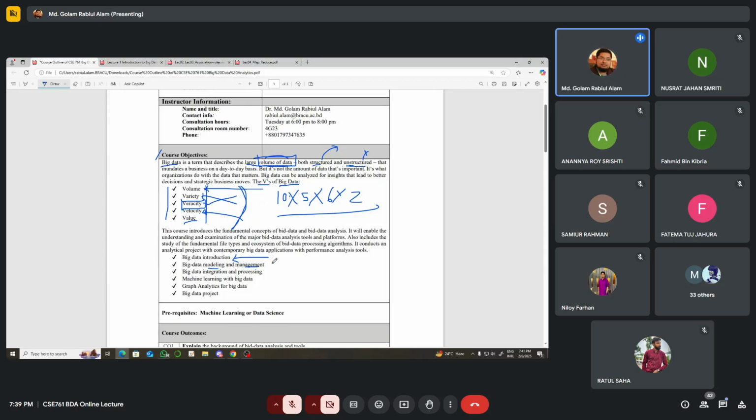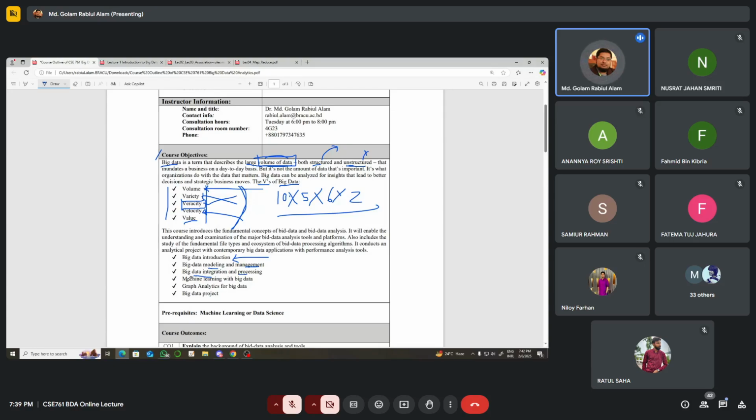Then we will discuss big data modeling and management techniques, that is, the procedure we usually follow in big data modeling and how to manage that big data. And then data integration and processing also. That means if we have big data from different sources, how can we integrate that data to make it valuable? That is big data integration, and also the processing or analytics part.